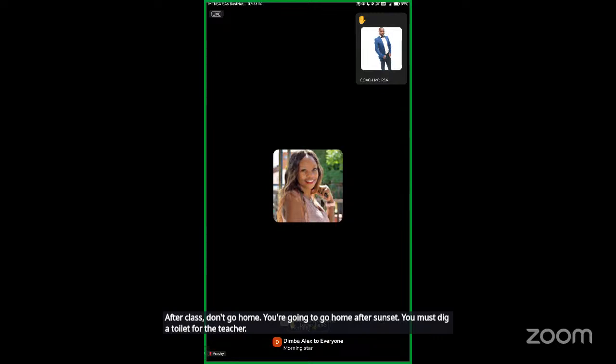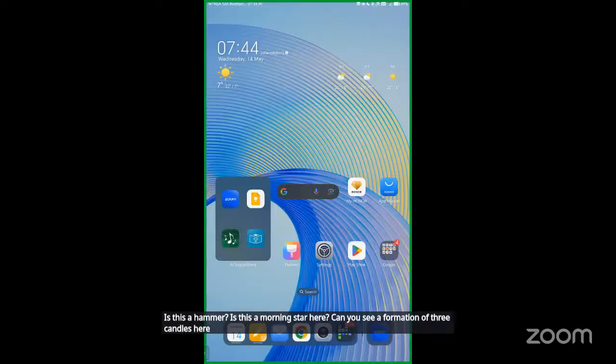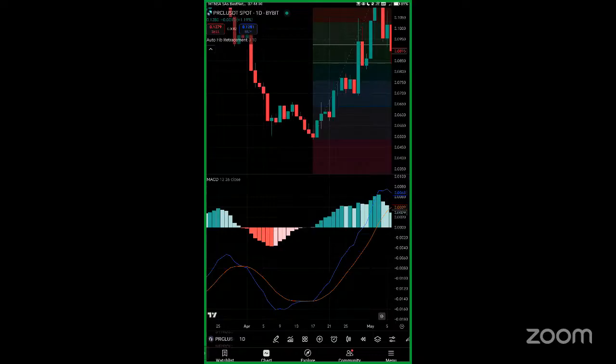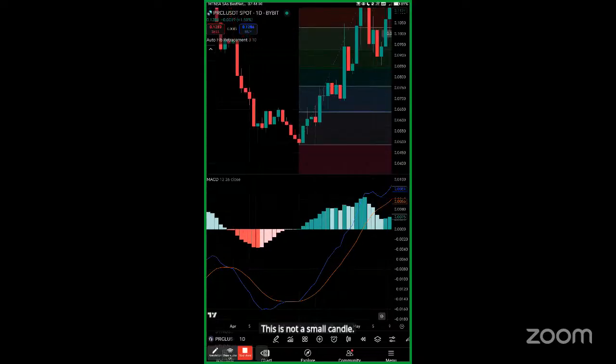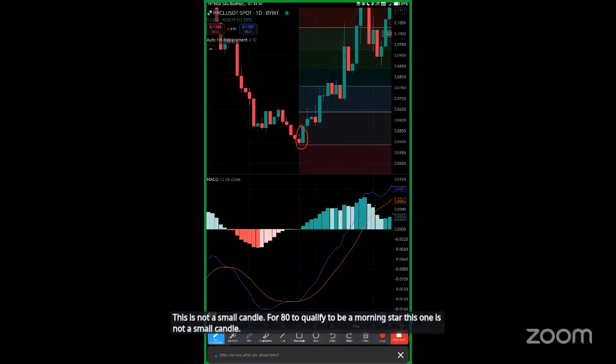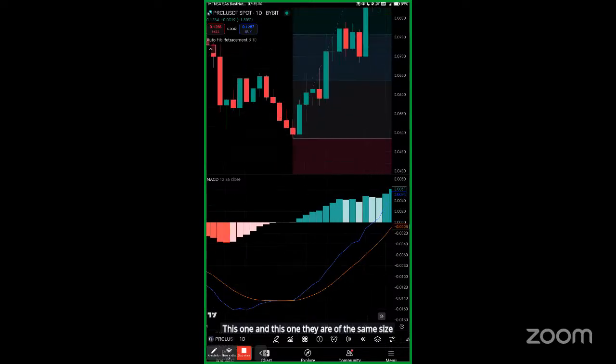Is this a hammer? Is this a morning star here? Can you see a formation of 3 candles here? This is not a small candle for it to qualify to be a morning star. This one and this one are of the same size, so it cannot be a morning star.